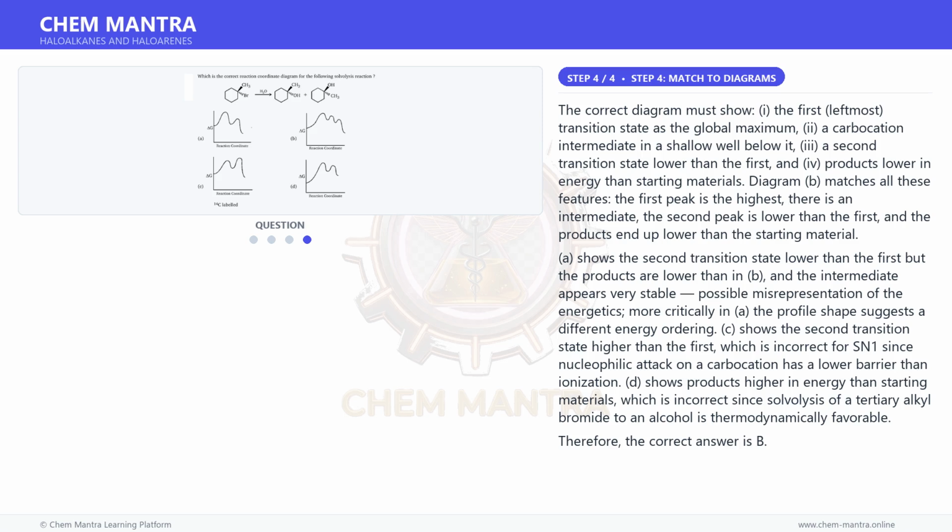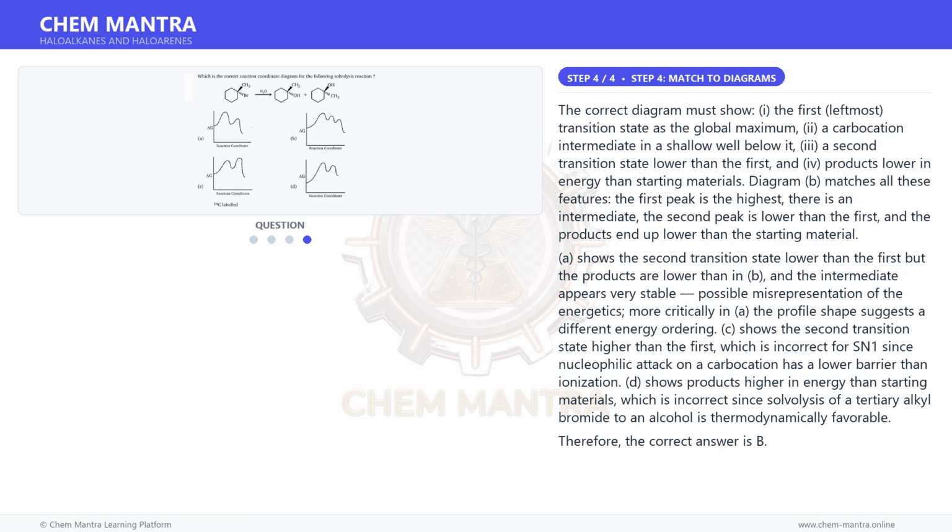And for the final step, the correct diagram must show 1, the first, leftmost, transition state as the global maximum, 2, a carbocation intermediate in a shallow well below it, 3, a second transition state lower than the first, and 4, products lower in energy than starting materials. Diagram B matches all these features.